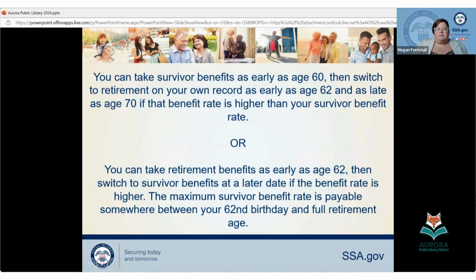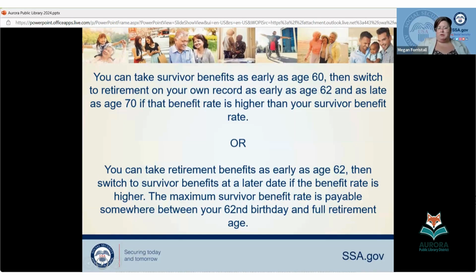As long as you're listing all these situations down in your application, we're going to review for these situations. But you can also call and ask questions, get estimates when you're in your decision making period, because you could see your own benefit estimates online, but you wouldn't be able to see your former spouse's benefits online. So you can take the survivor's benefit as early as age 60 and then switch to your own retirement as early as age 62 if it's higher, but you don't have to switch right away.